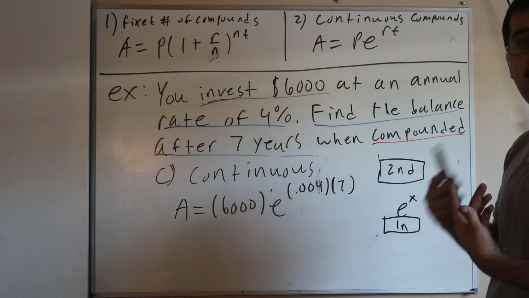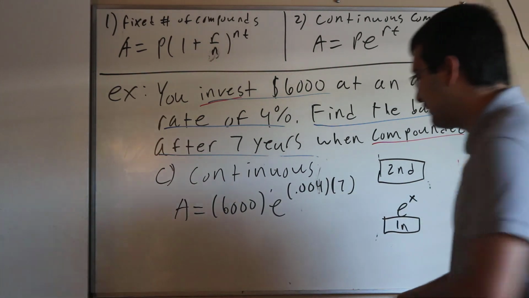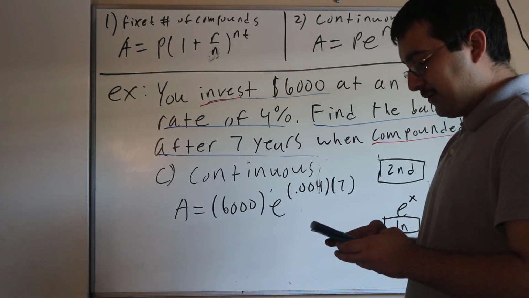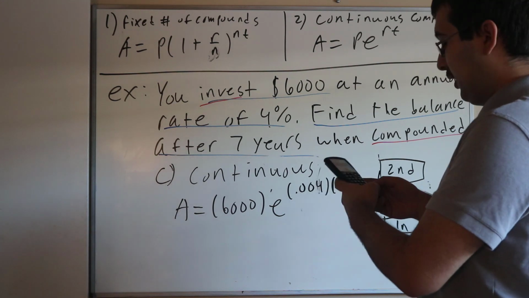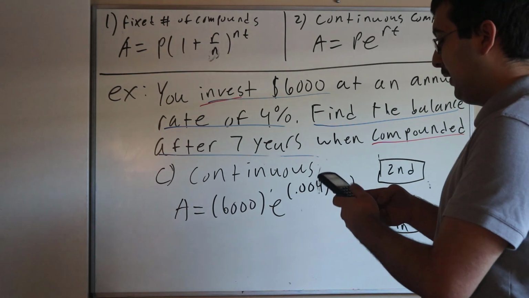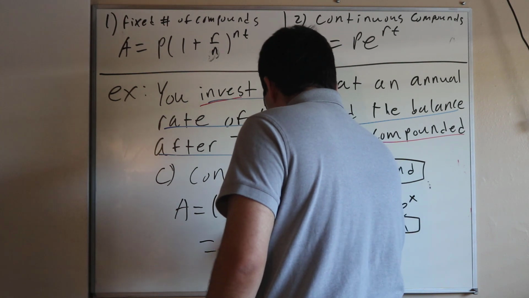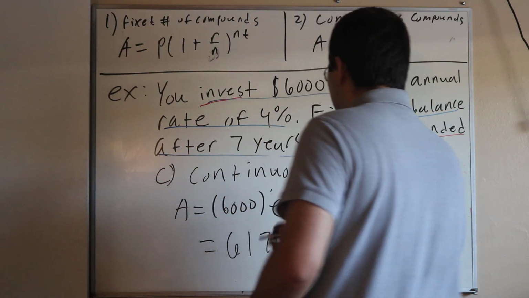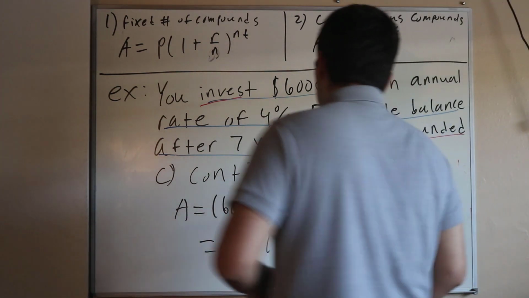So what I'm going to do on my calculator is press second ln, and that's going to let me access e to the x. So I'm going to do 6,000 second e to the x 0.004 times 7. And that's going to give me, again, 6170.37, we'll call it. Alright, so that's the value I got.